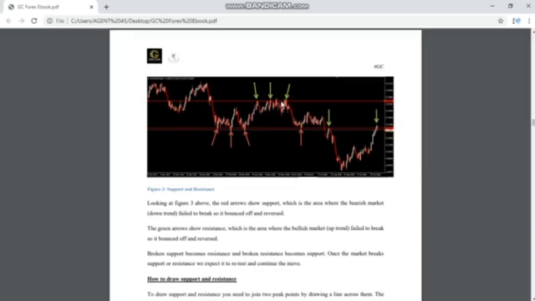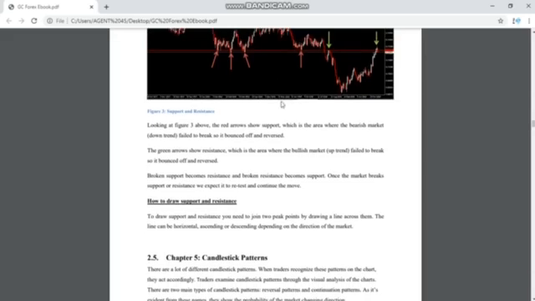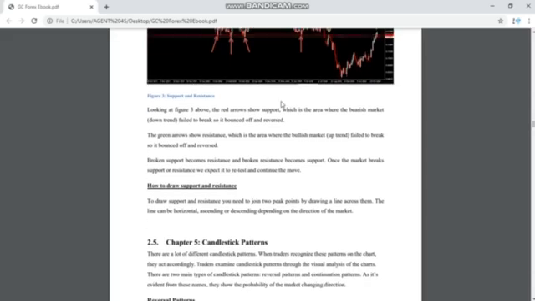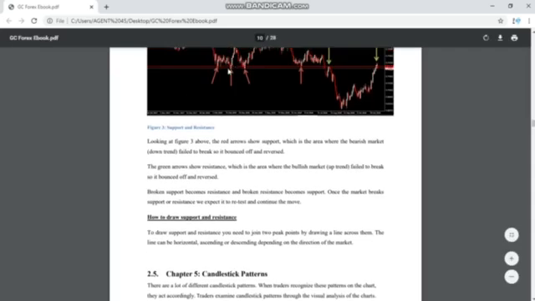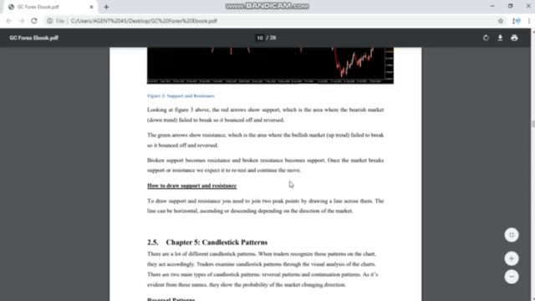Okay, so one may ask how to draw support and resistance. To draw support and resistance, you need to join two peak points by drawing a line across them. The line can be horizontal, ascending, or descending, depending on the direction of the market. So you need two key areas that are connecting to each other, like here and there. Then we see that this is where the market usually reverses.